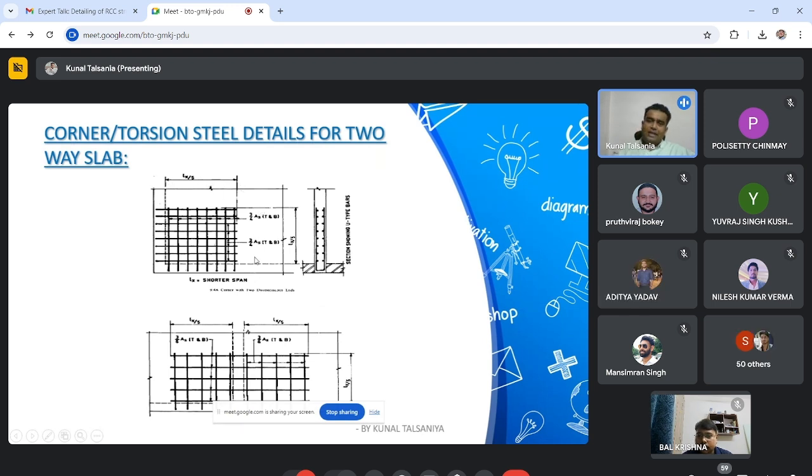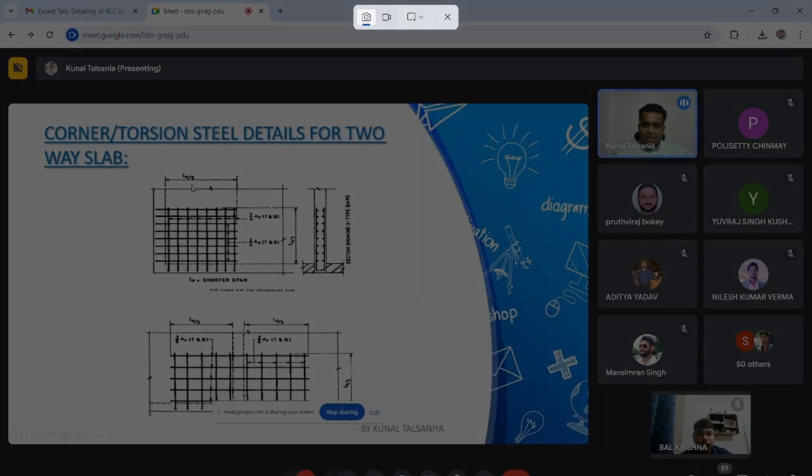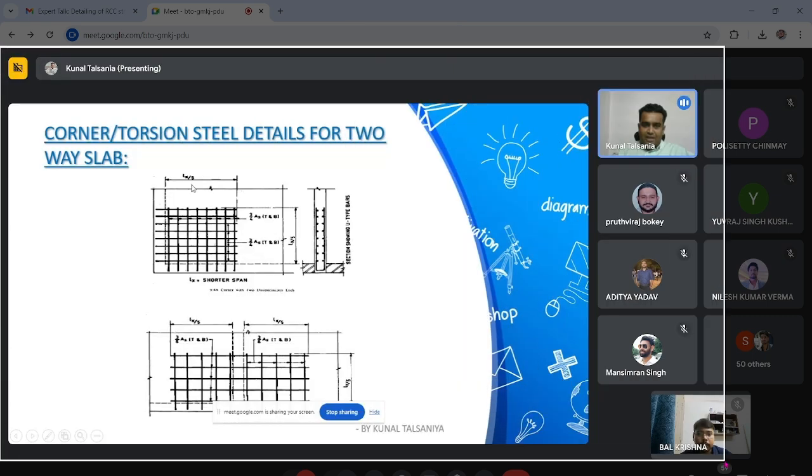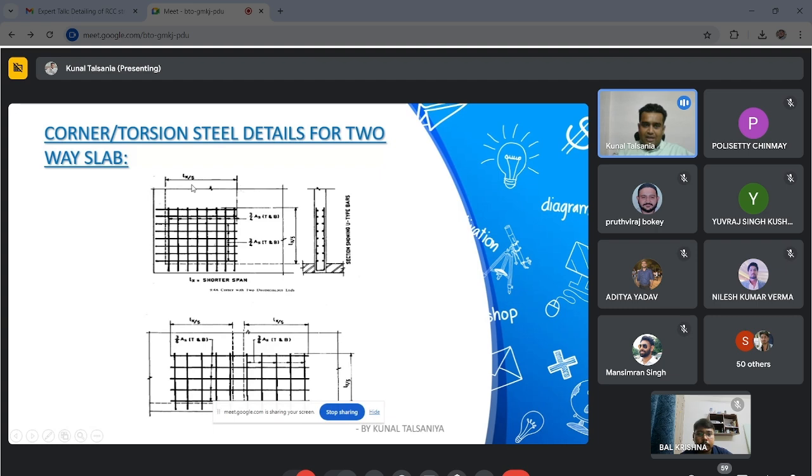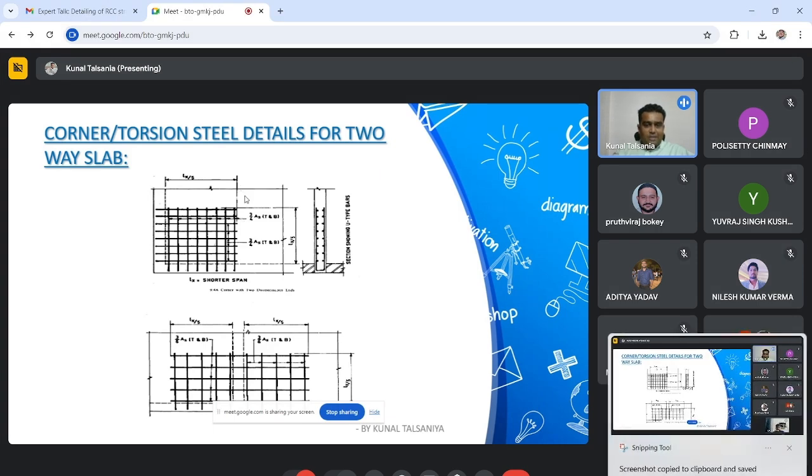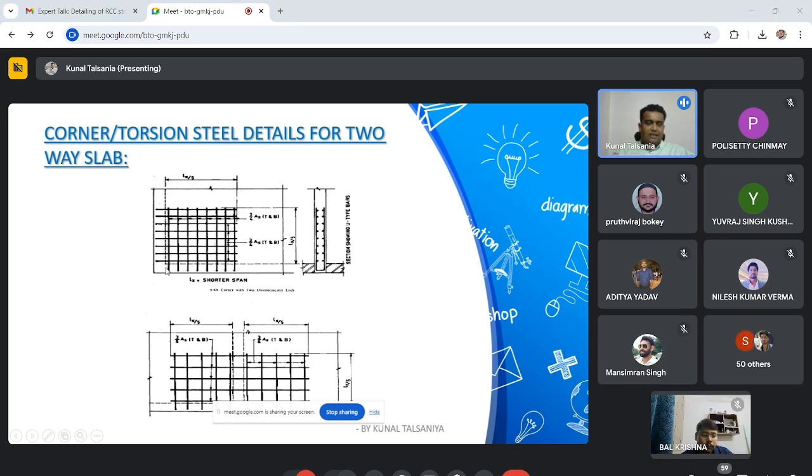What is Lx? Ly is the major, longer direction, and Lx is the shorter direction. If my slab is 2 meter by 3 meter, then I simply divide 2 meter, 2000, by 5, and I have to provide a minimum width of 400 mm. This is just an example you have to follow when you are detailing two-way slab, specifically when both edges are discontinuous.